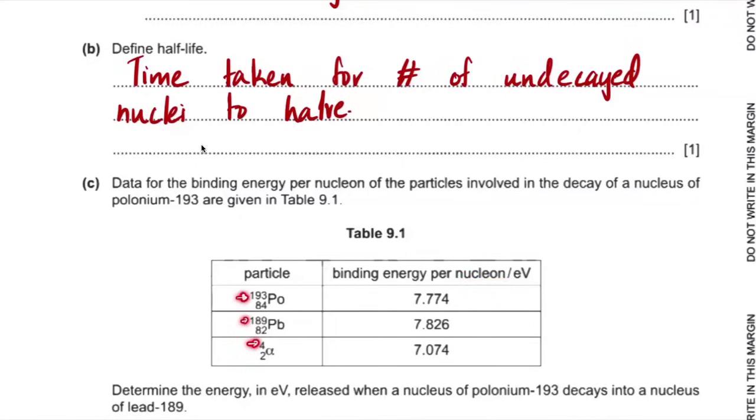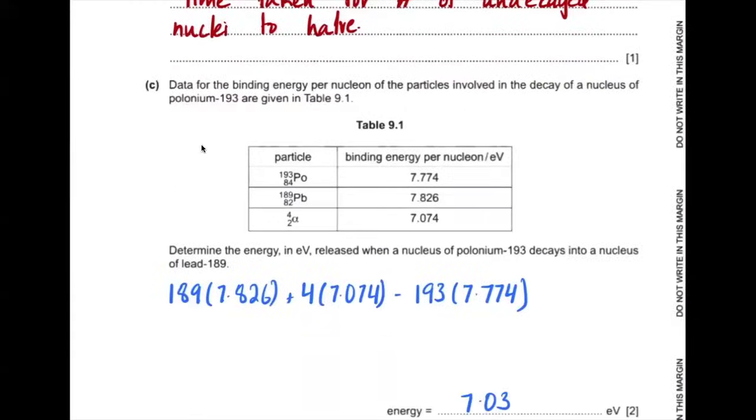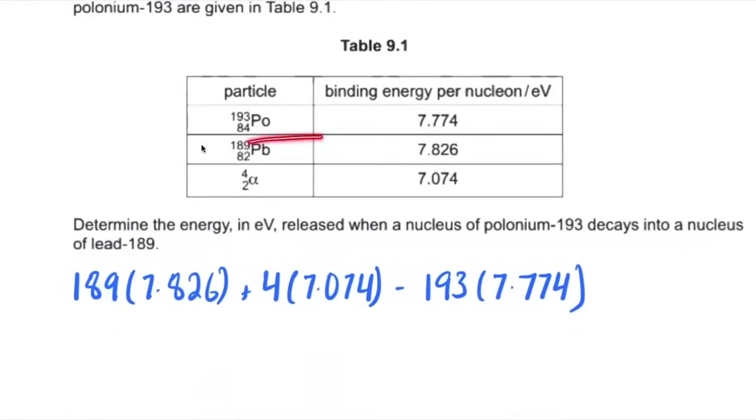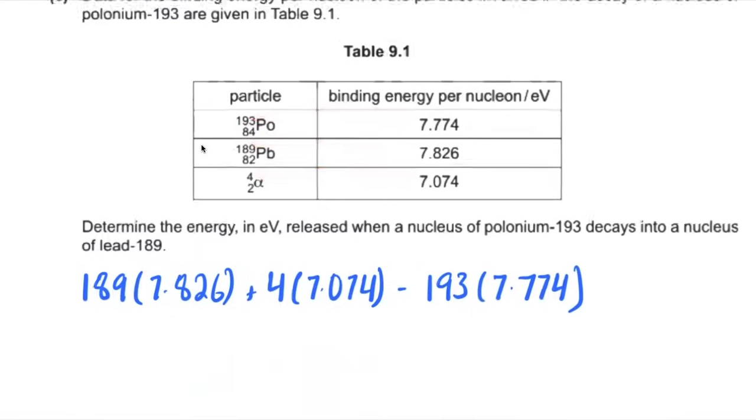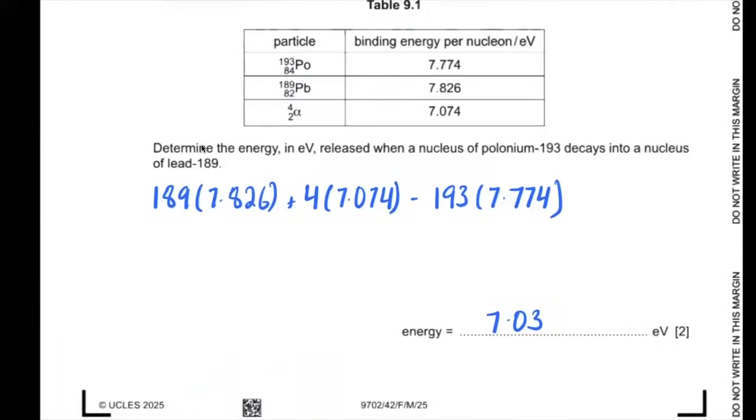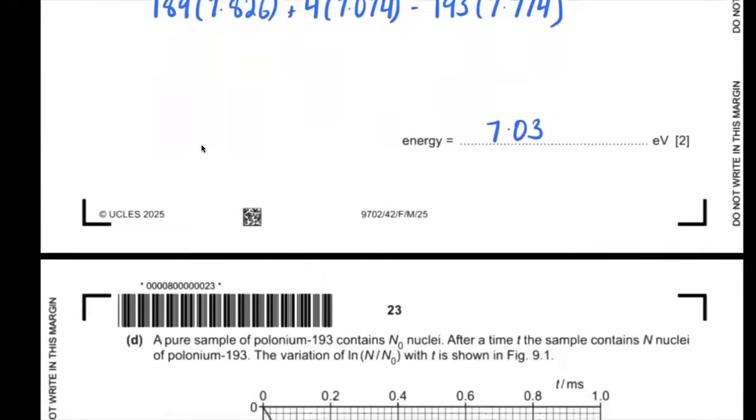So then you have your binding energies, the difference between that tells you the energy released. So 189 times this, 4 times this, I've added both of these, minus 193 times this. So that gives you 7.03 electron volts.